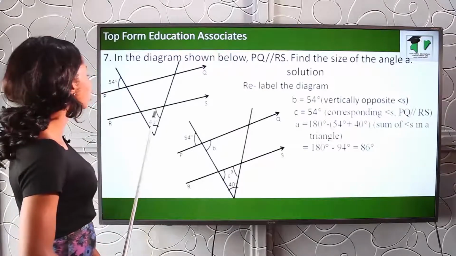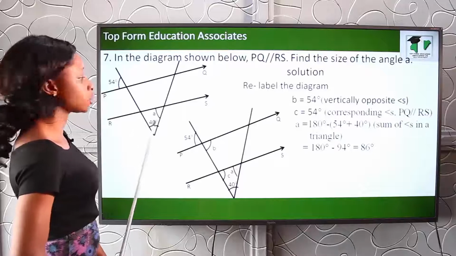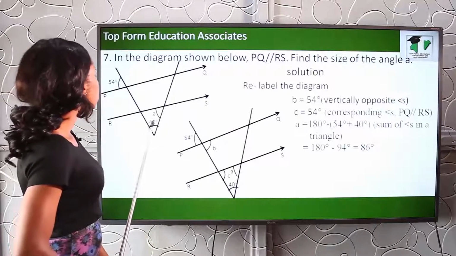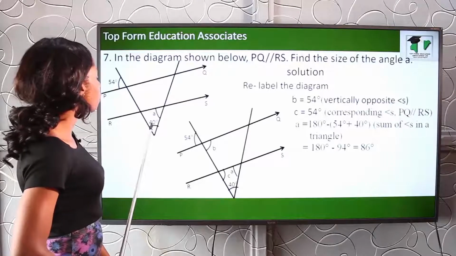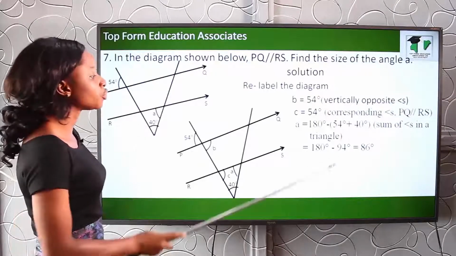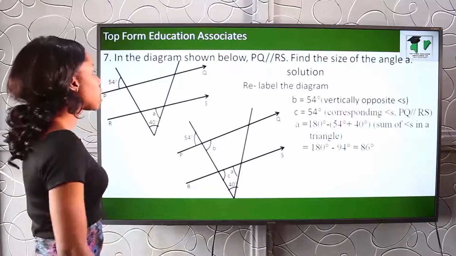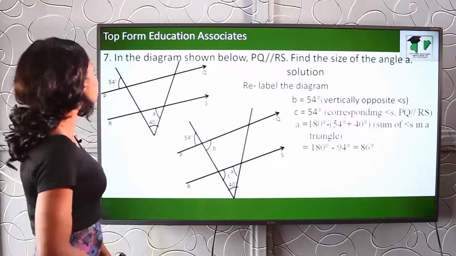Remember, we're trying to get the value of A in this triangle, and the sum of angles in the triangle is 180 degrees. So simply, we subtract 40 and 54 from 180 degrees. And when you do that, you get 86 as your answer. I hope that was clear.